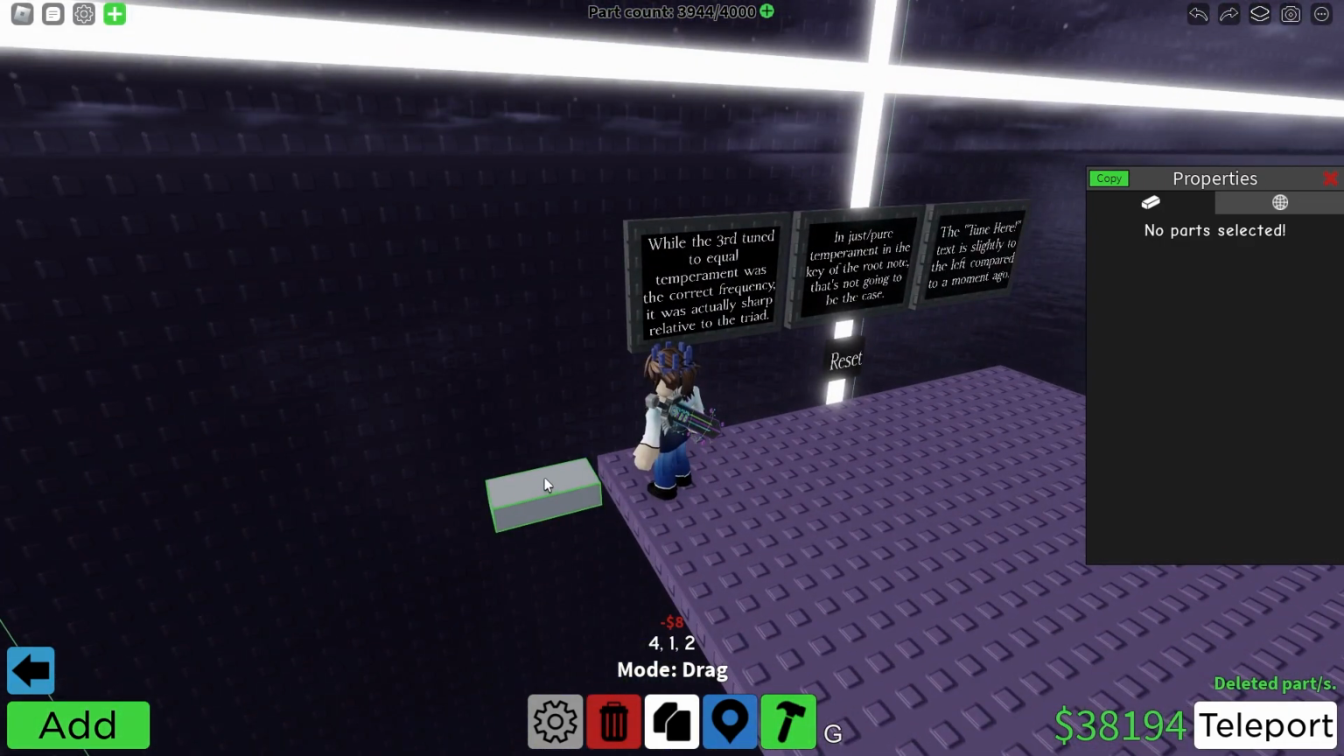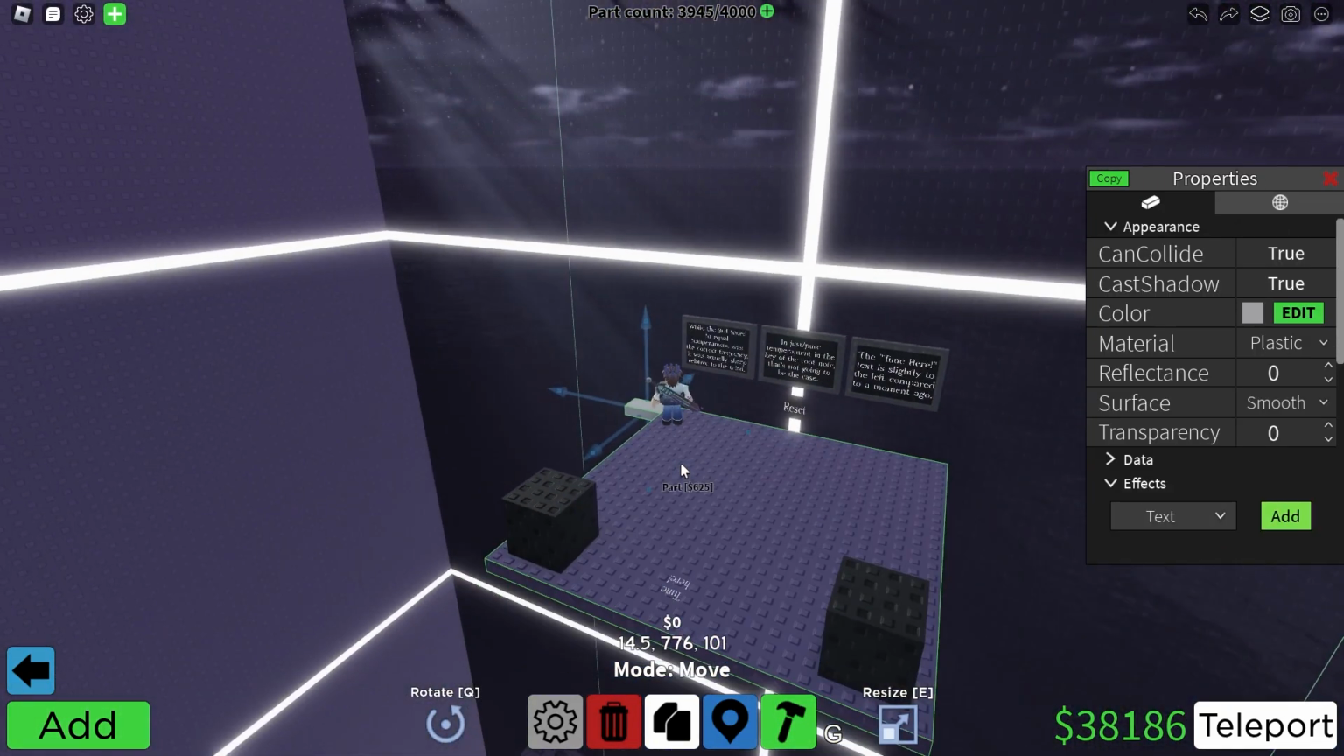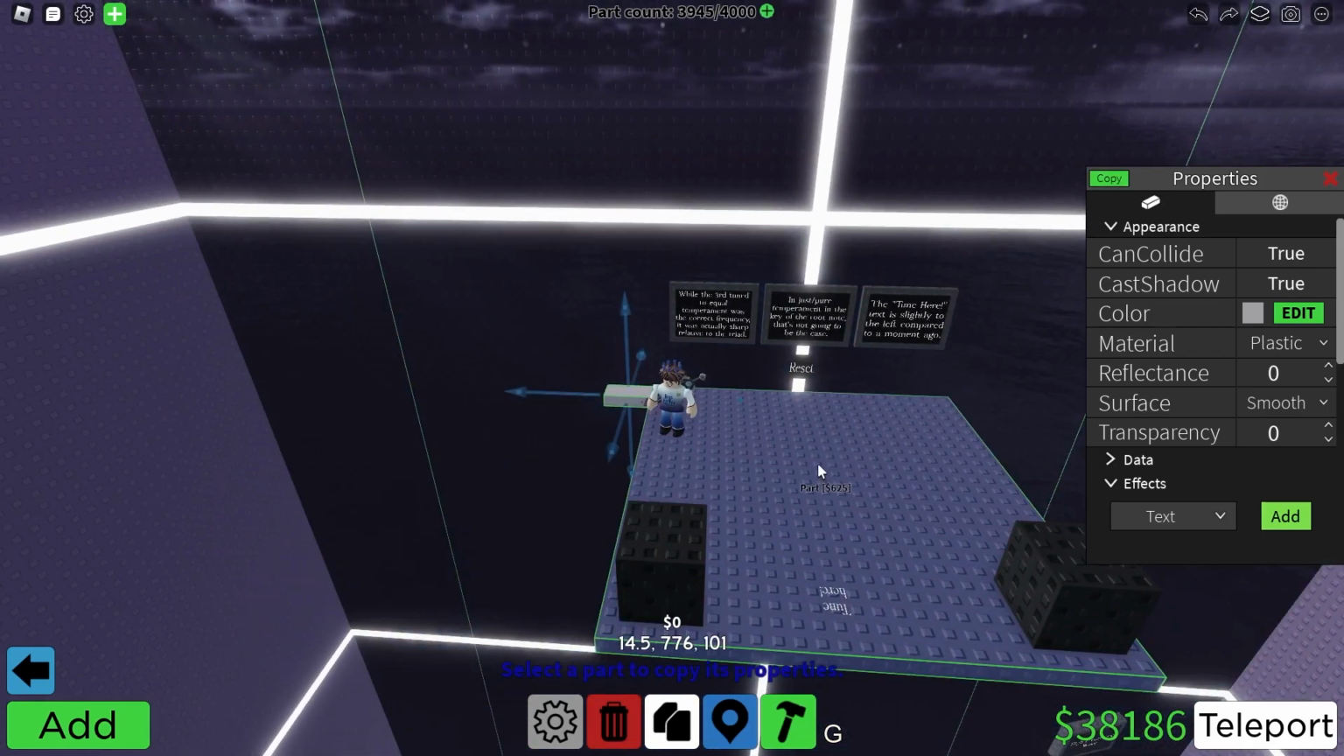As you can probably guess, on the opposite side of the floor we had the exact same thing, but you tune it to just slash pure temperament instead of equal temperament. Also, I sure didn't expect to run into an issue of having too many text effects. There's apparently a limit of 300. I'll also need to sort that out in addition to the part limit.